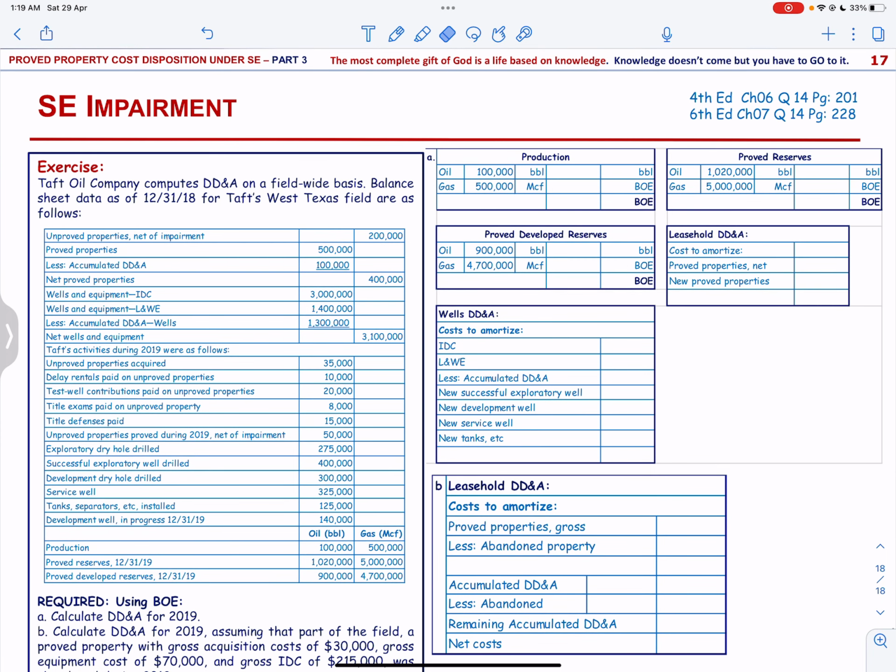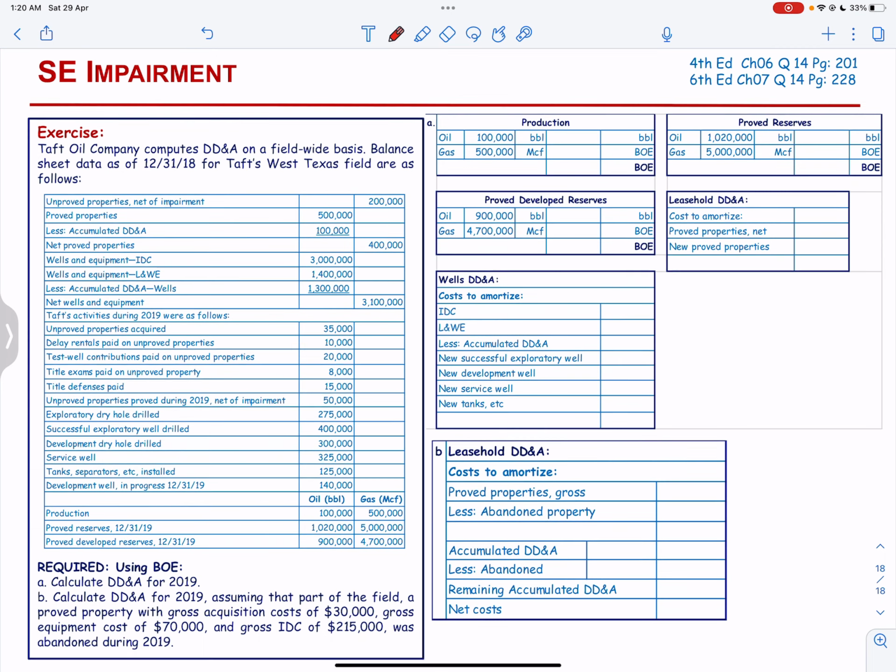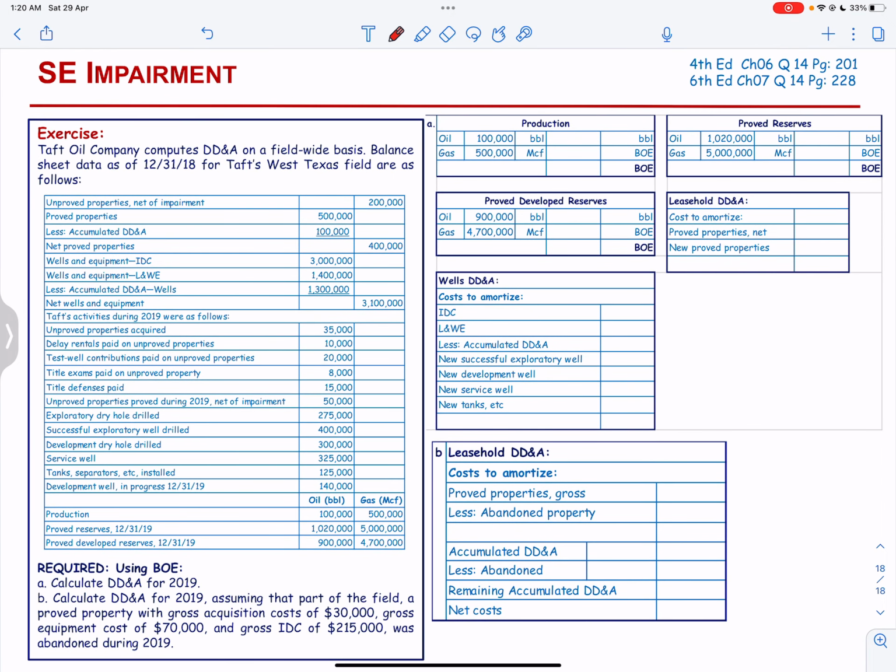Okay. So the Taft Oil Company computed DD&A on a field-wide basis. Balance sheet data as of 31st December 2018 is given to us. Taft's West Texas field are as follows. So these are the information: unproved property, net of impairment. And all the information is given here, and we are required to calculate DD&A, now using barrels of oil equivalent.